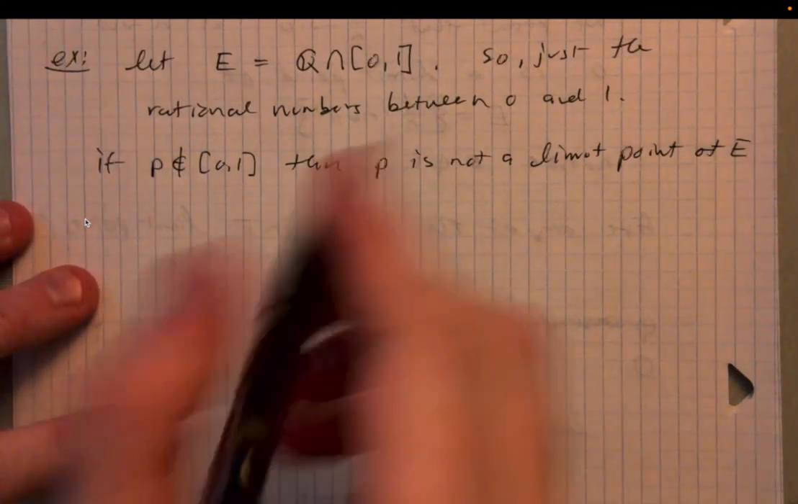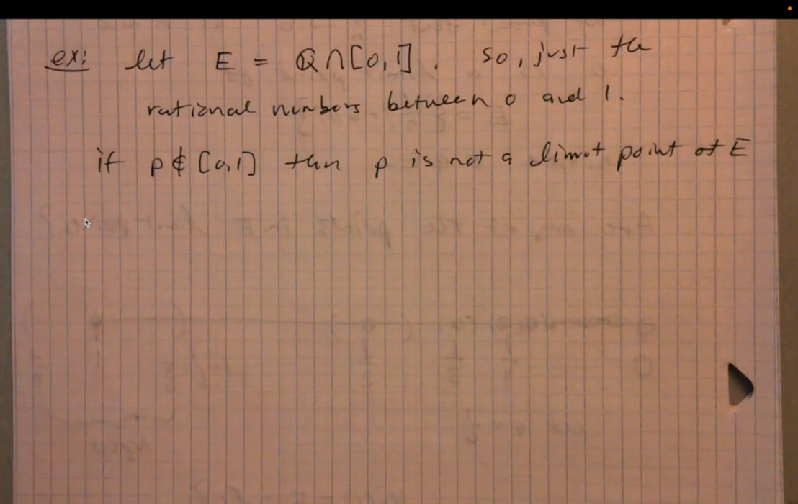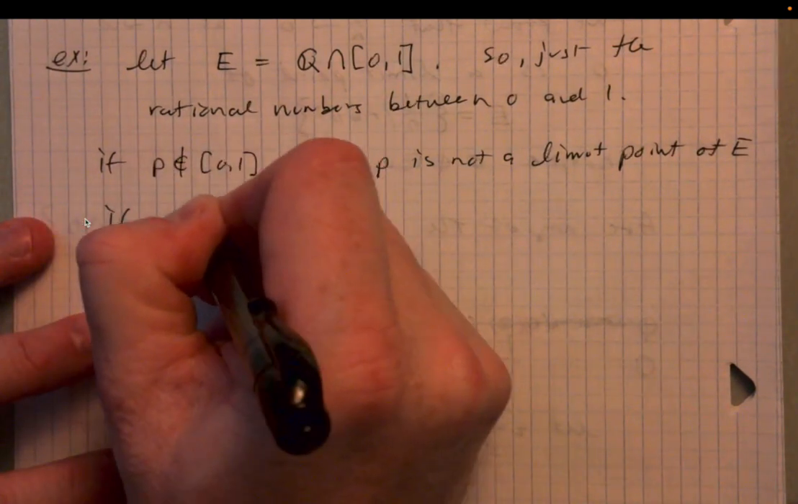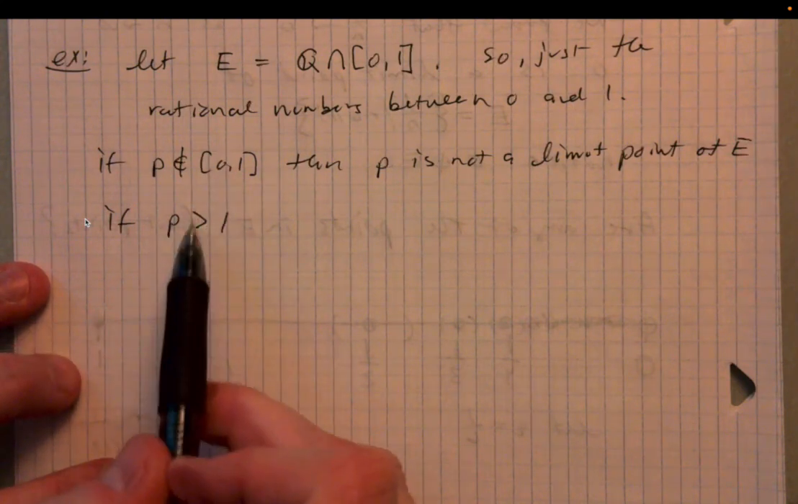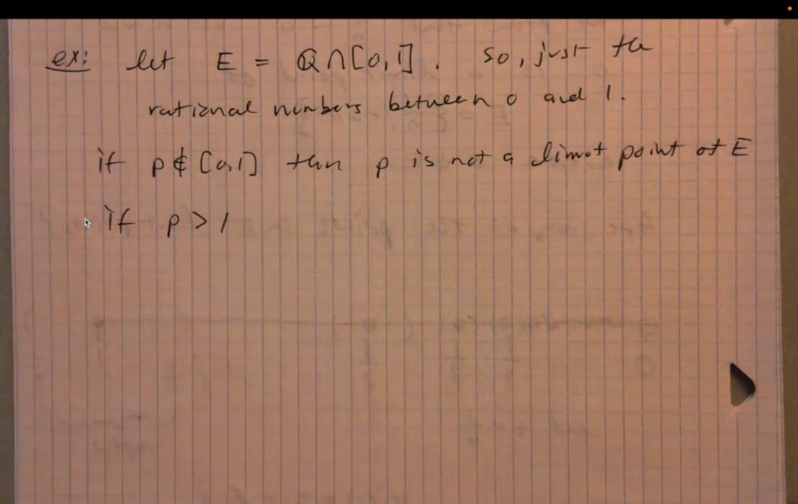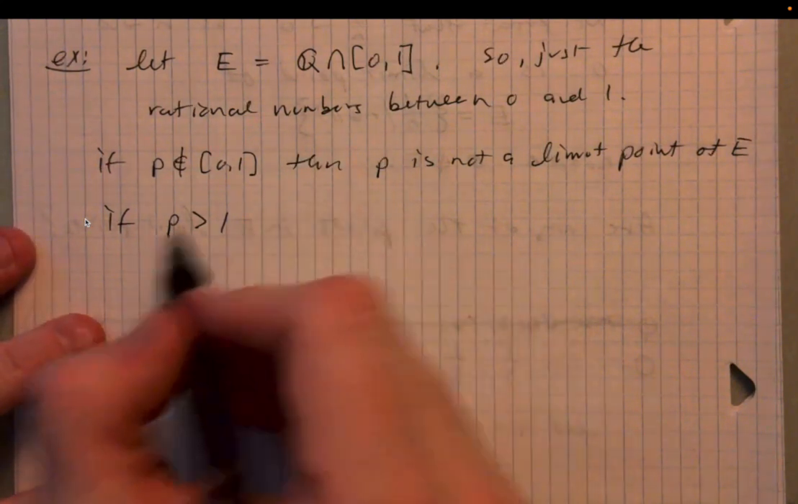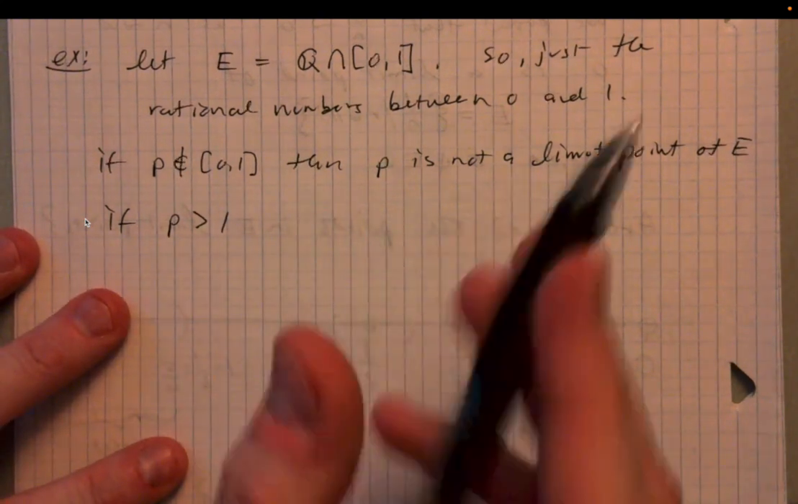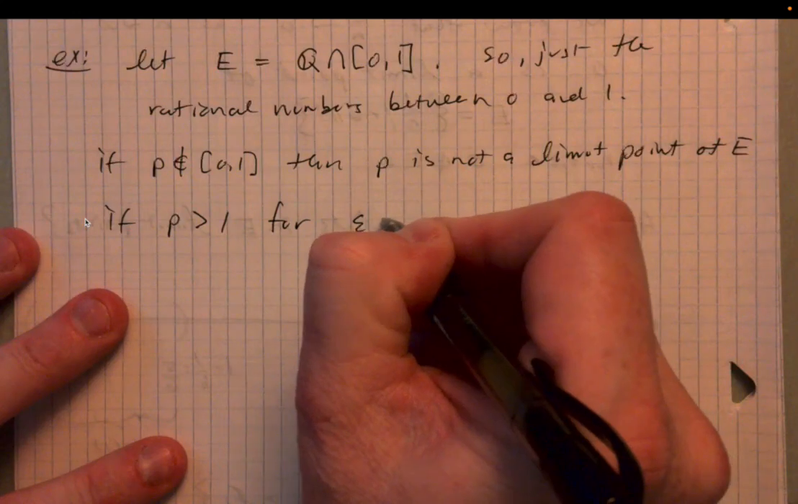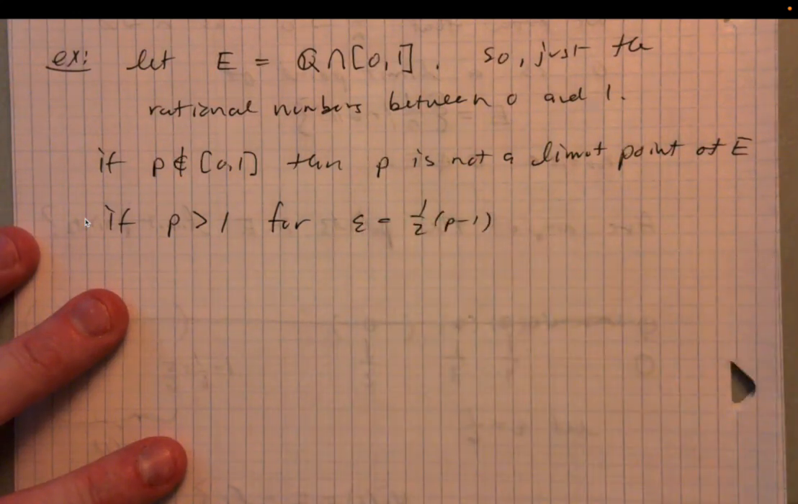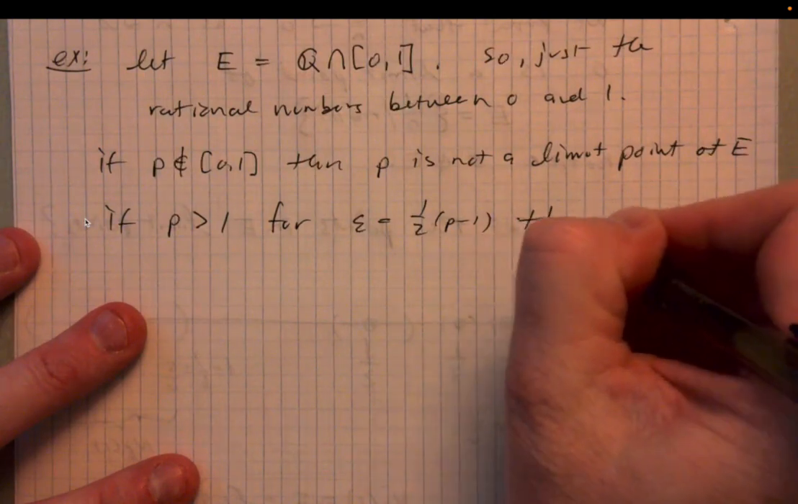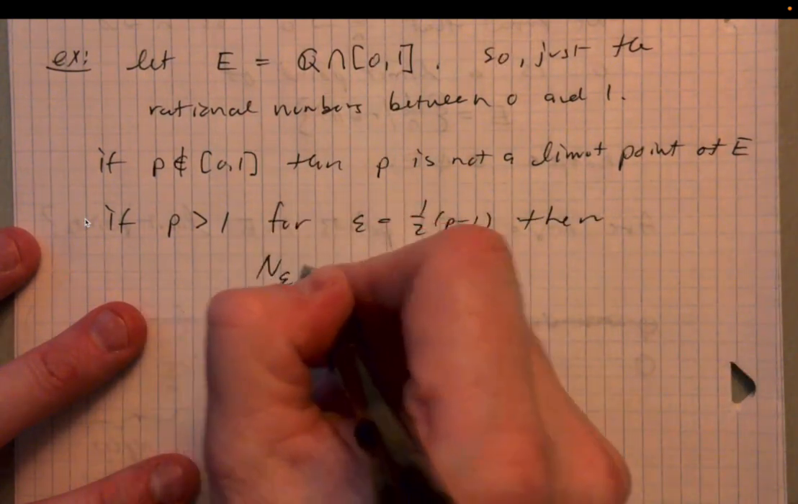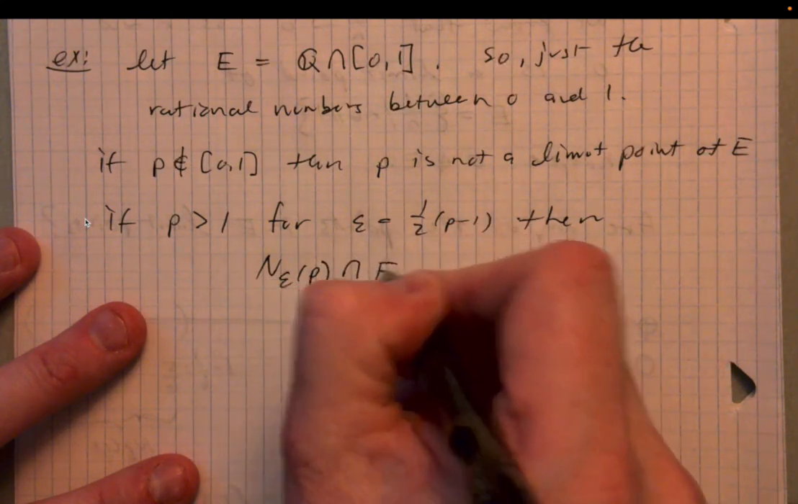Let's consider a case here. Let's let P be greater than 1, right? So we're considering a point that's larger than 1, so it's outside this interval. Okay, it could be right next door. It could be very close to 1, maybe 1.00000000001 or something like that, but it's outside of the interval. So if P is greater than 1, how can we show that it can't be a limit point? Well, we could say for epsilon equal to 1/2 of P minus 1, then the epsilon neighborhood of P intersect E would be empty.